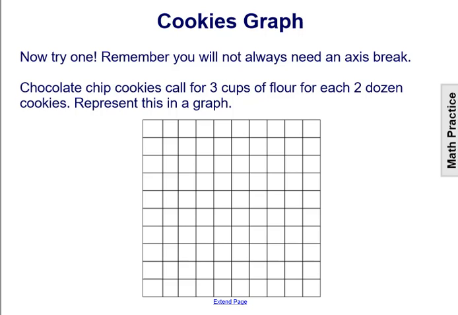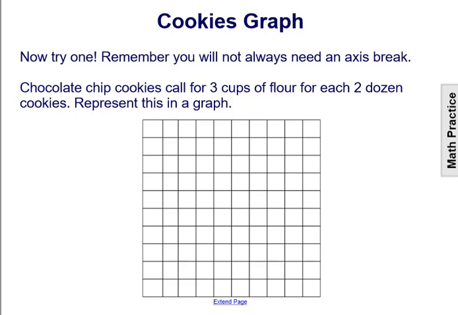Now let's try some more examples. Remember, for these examples, when we're creating our graph, we might not always need an axis break. That was special for the last example, but it's not always necessary. So this example is about cookies. Chocolate chip cookies call for 3 cups of flour for each 2 dozen cookies. Represent this in a graph.